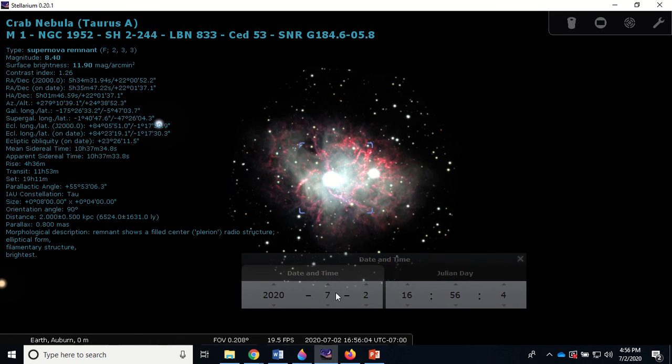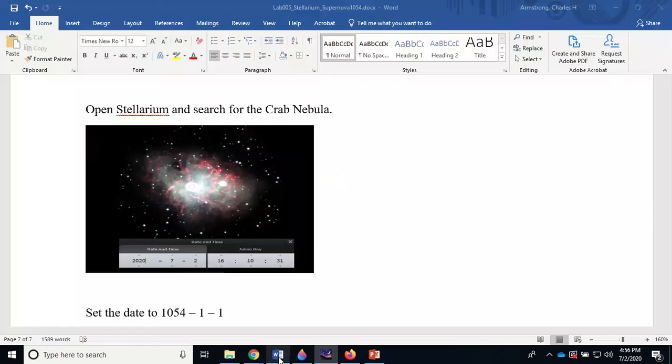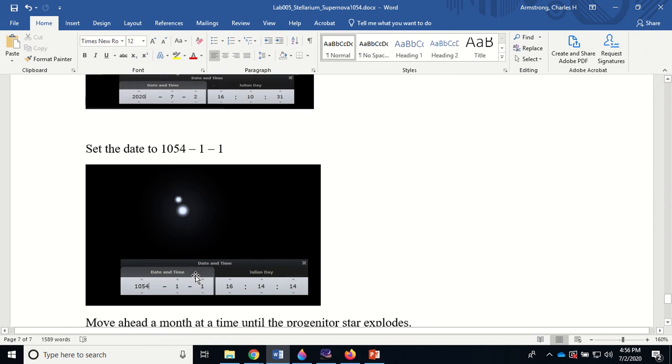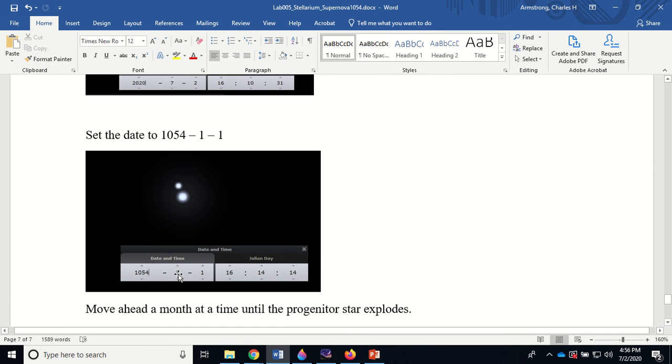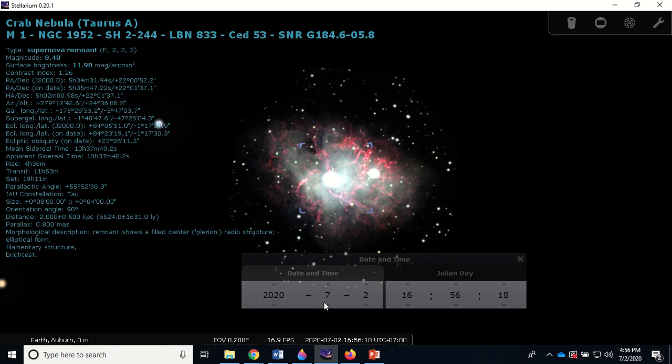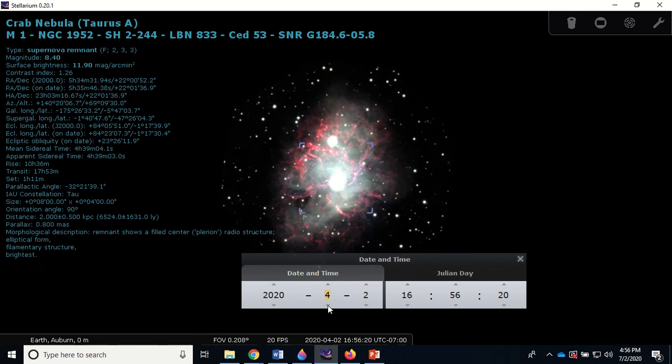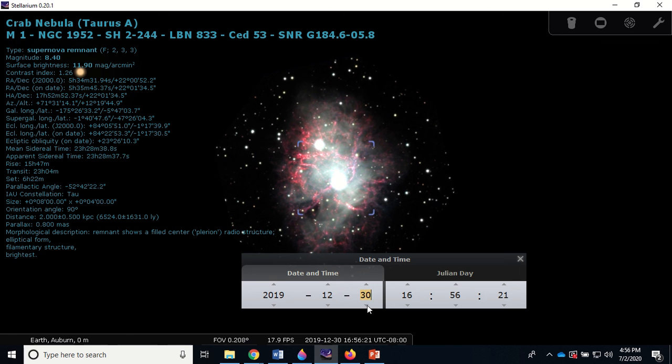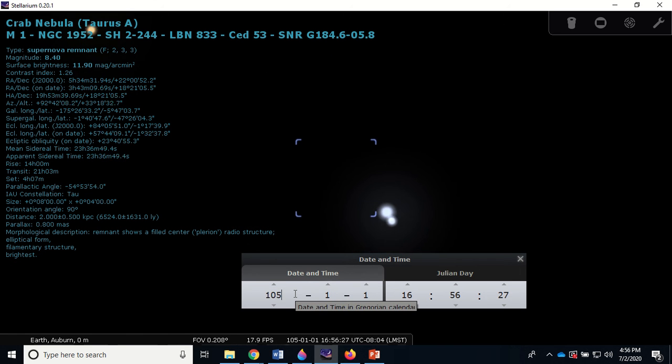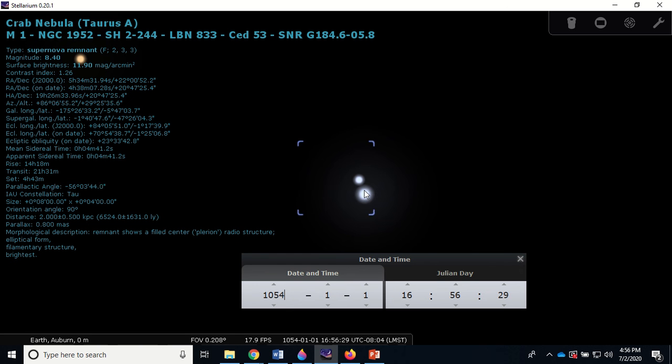So now, I want to get this. Set it to January 1st, 1054. So I come along here and make this one, oops, went too far. Make this 1054. Look at that. There's a star there. You don't have the Crab Nebula there anymore.